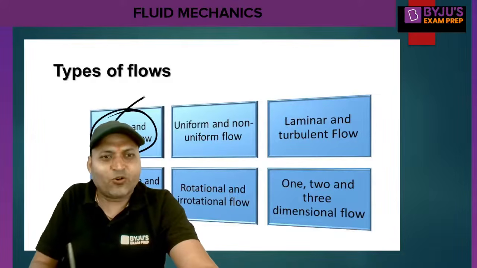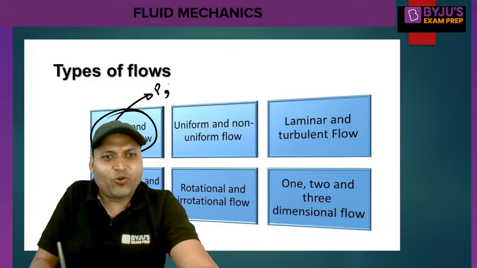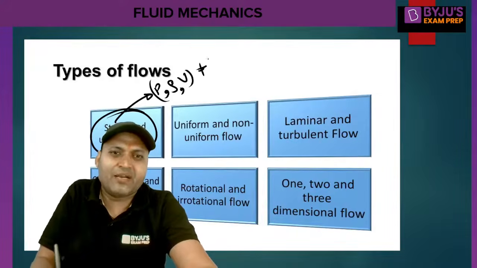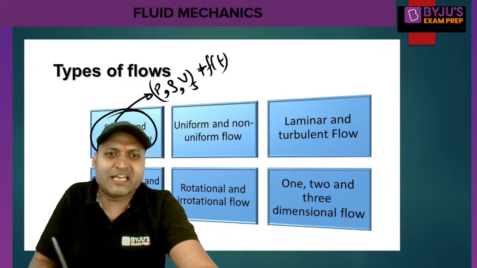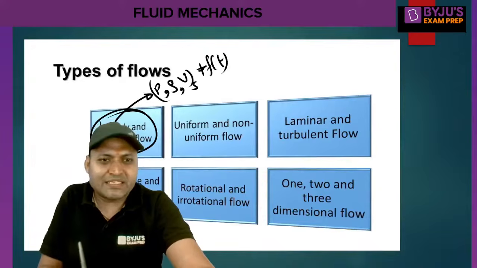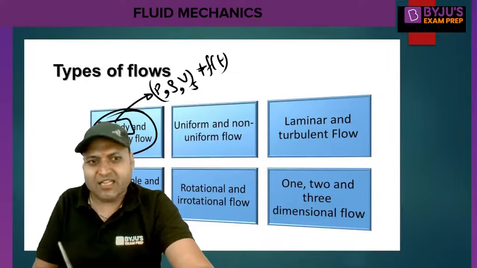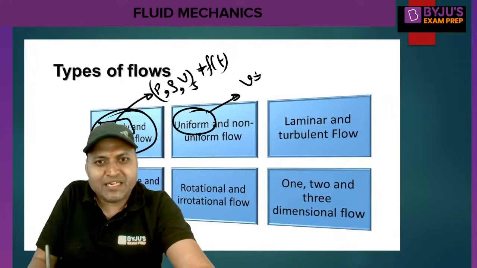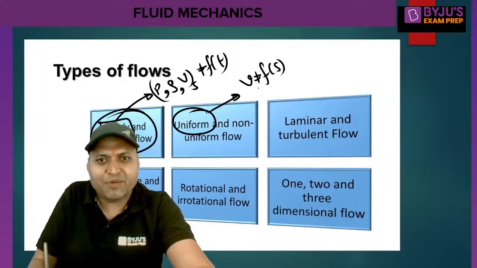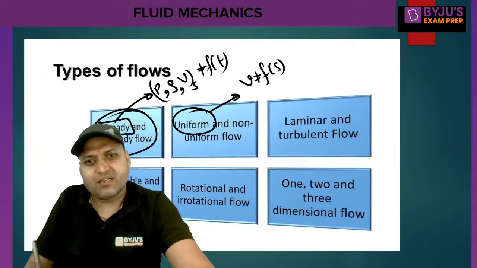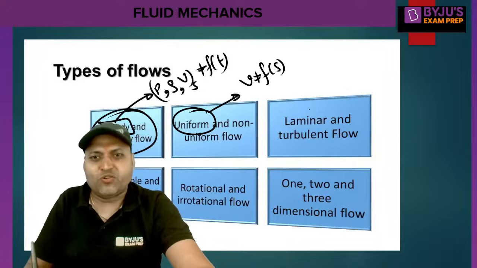Steady and unsteady flow. Steady flow is when the fluid behavior, pressure, density, velocity, are independent of time. At a particular section, if the fluid behavior does not change with time, then the flow is steady, and otherwise, the flow is unsteady. Uniform and non-uniform: if velocity is not a function of space at a particular instant, then it is uniform. Otherwise, it is non-uniform.